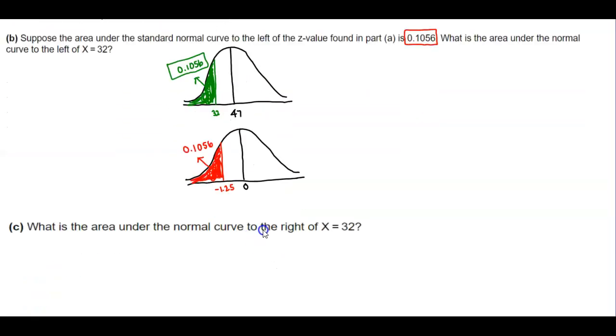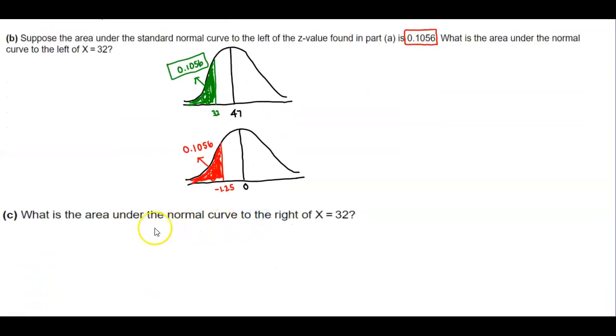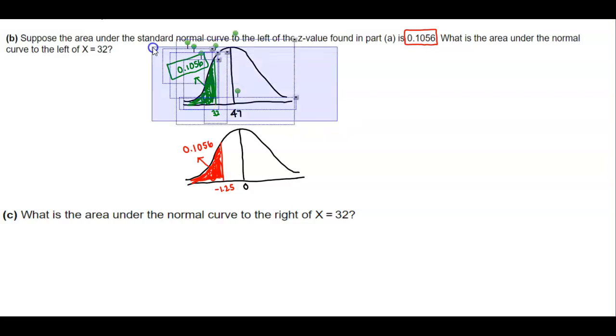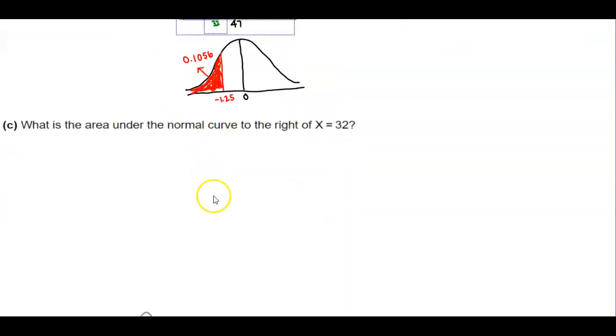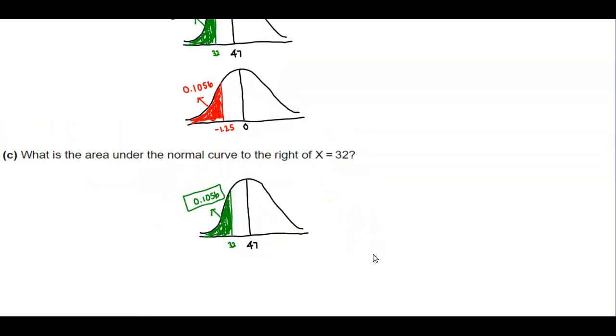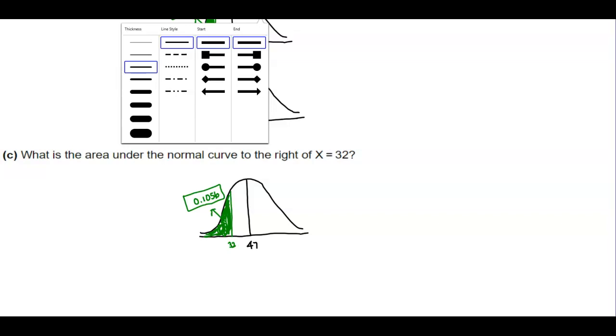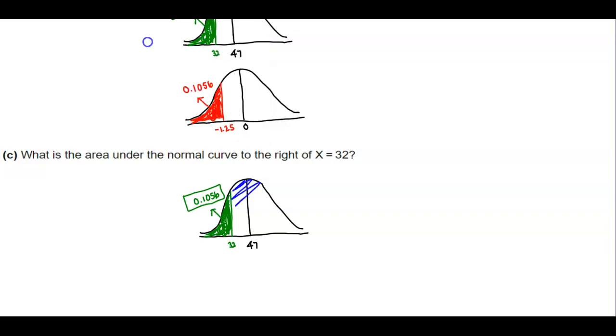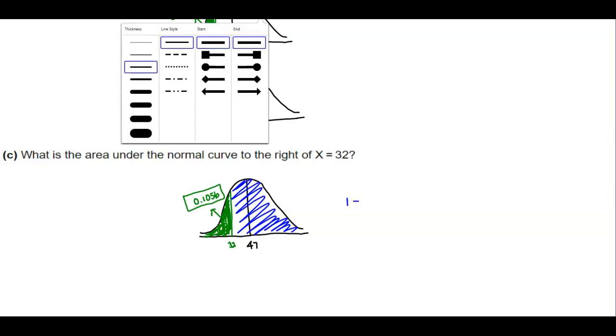Okay, now in part C, it's asking us what is the area under the normal curve to the right of x is equal to 32. Well, let's take a look at that picture. Okay, so if we draw that picture, this is our picture, right? And we want to now determine, what is the area to the left? Well, we know that the entire area of the entire bell curve is 1. And so we're going to subtract the area to the left.